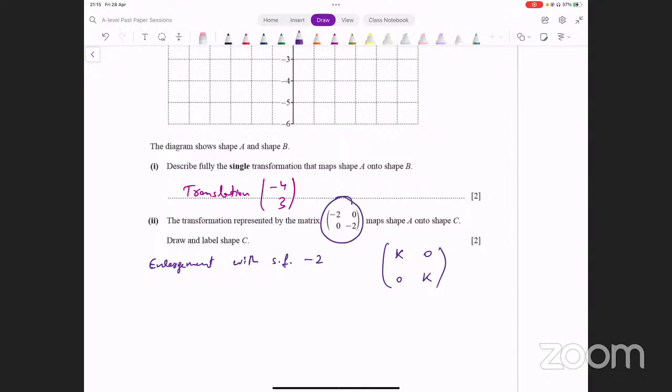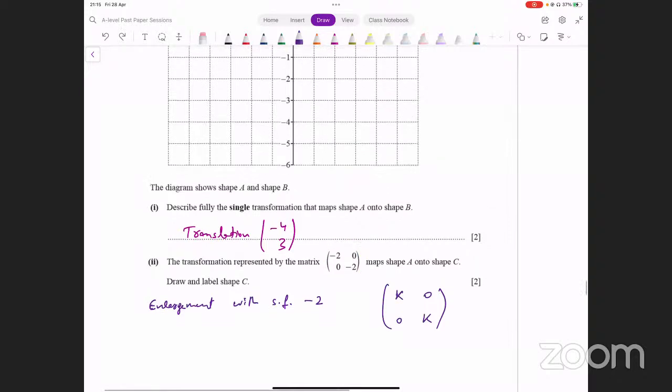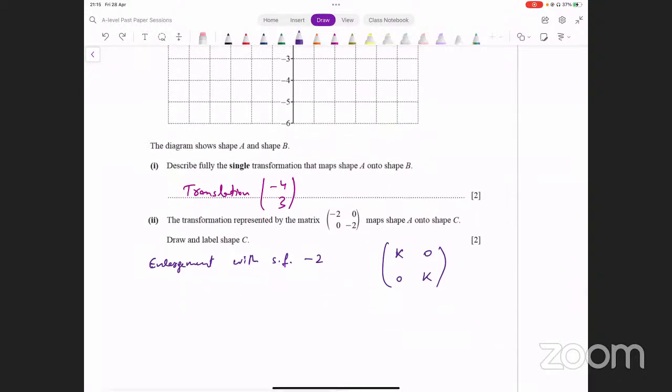आप ये matrix से भी कर सकते हैं. Matrix multiplication से आप vertices लिखेंगे सारे, उसको multiply कर देंगे इस matrix के साथ, और जो result आएगा वो आपको coordinates मिल जाएंगे, उनको plot कर देंगे. That's one possibility. But it's much quicker if you're able to figure it out ये कौन सी transformation है उस matrix को देखकर. This is enlargement with scale factor -2. Now you can do that enlargement directly on the diagram.